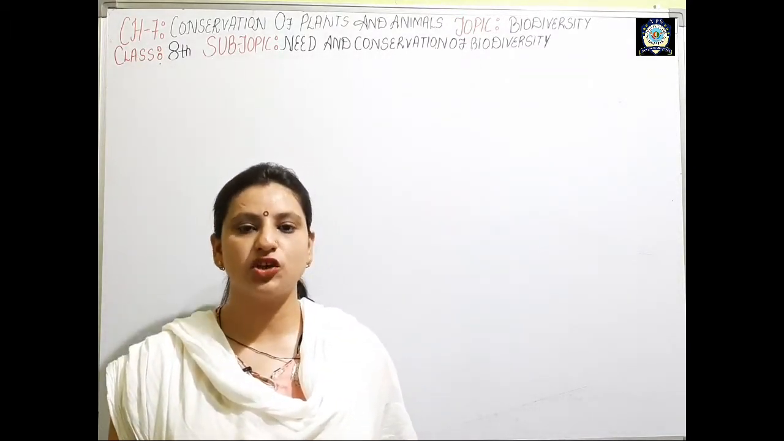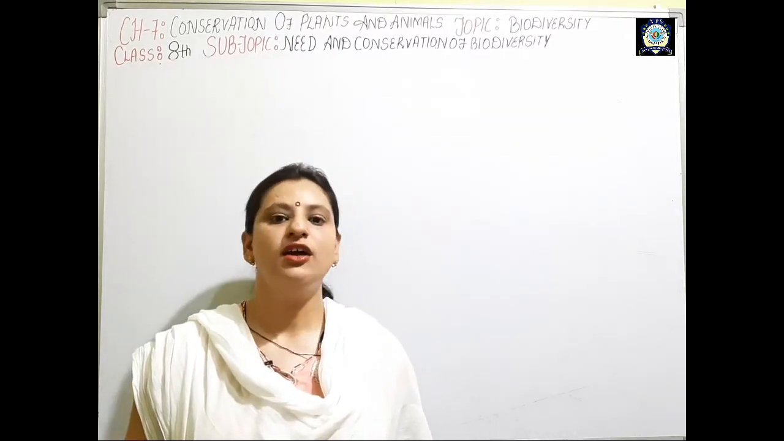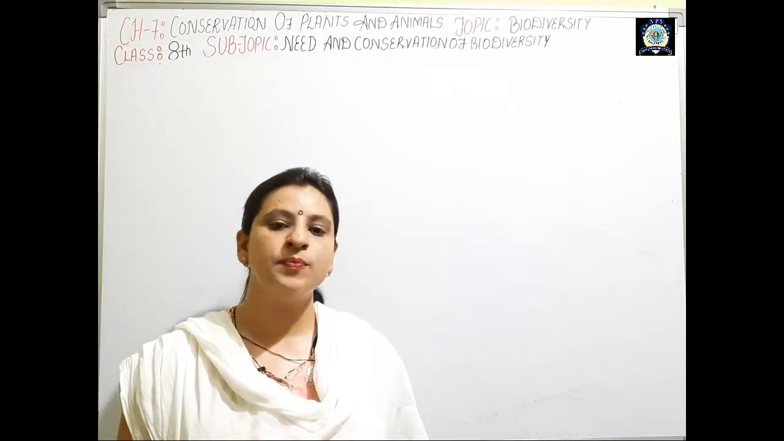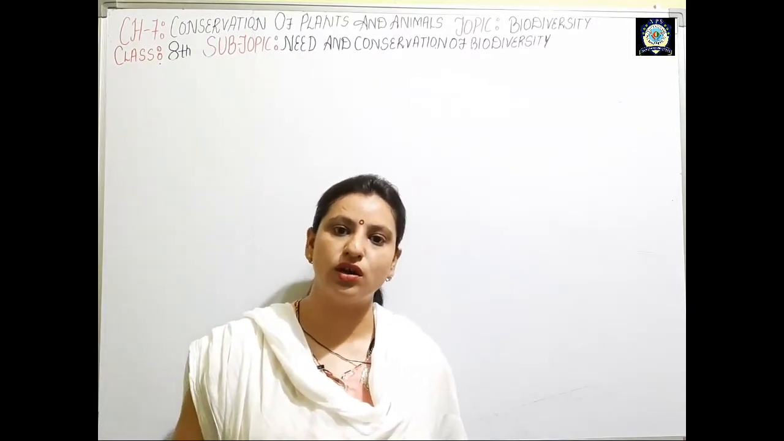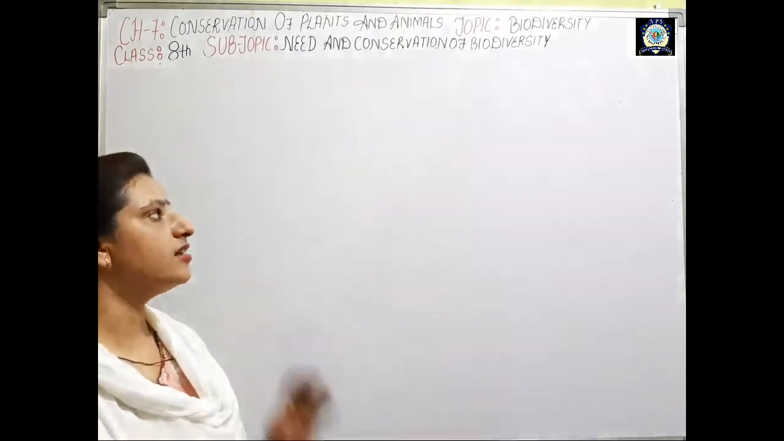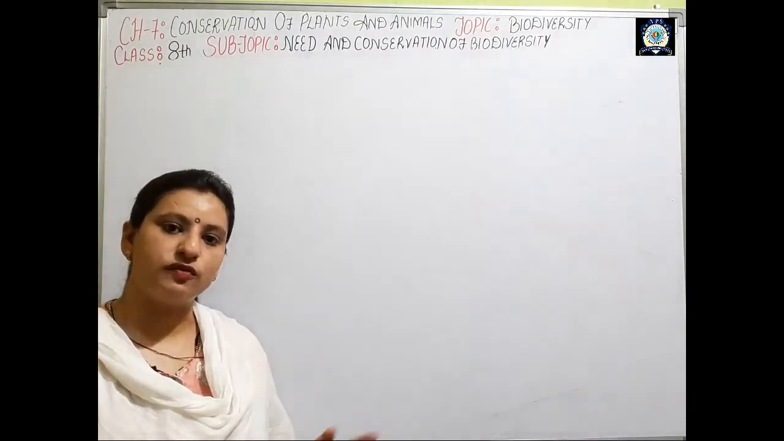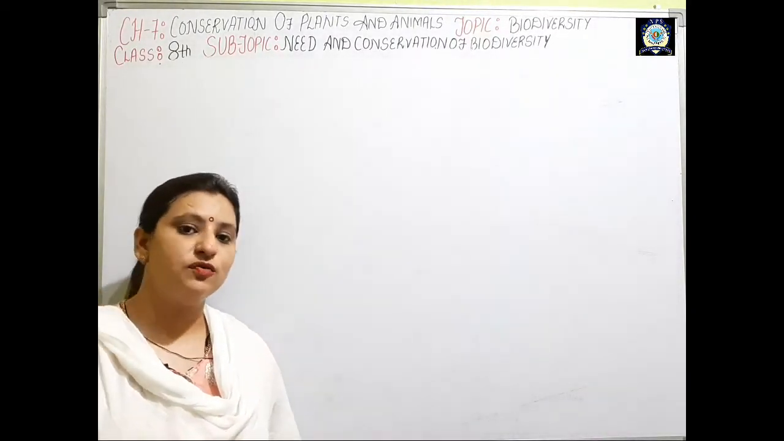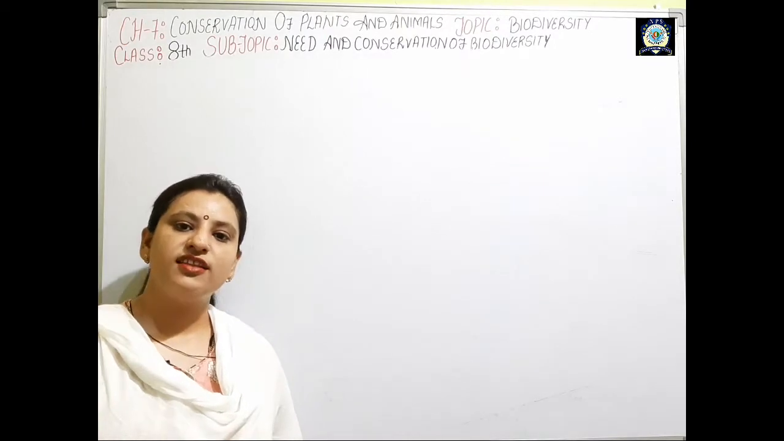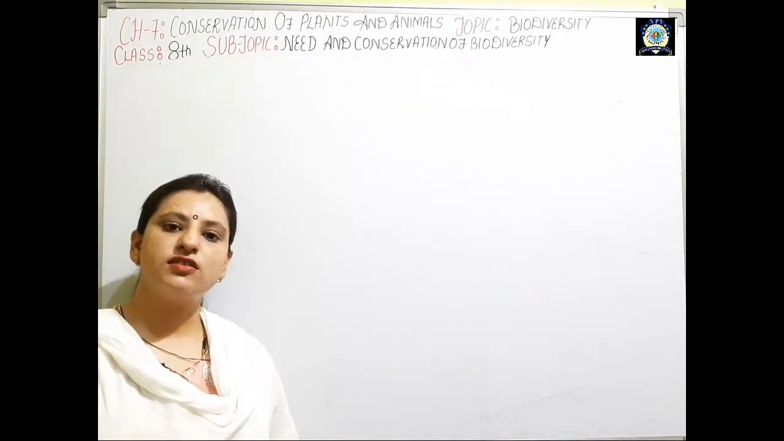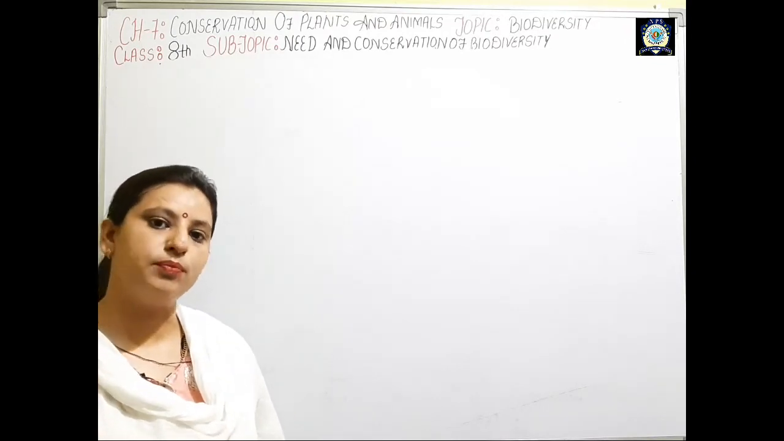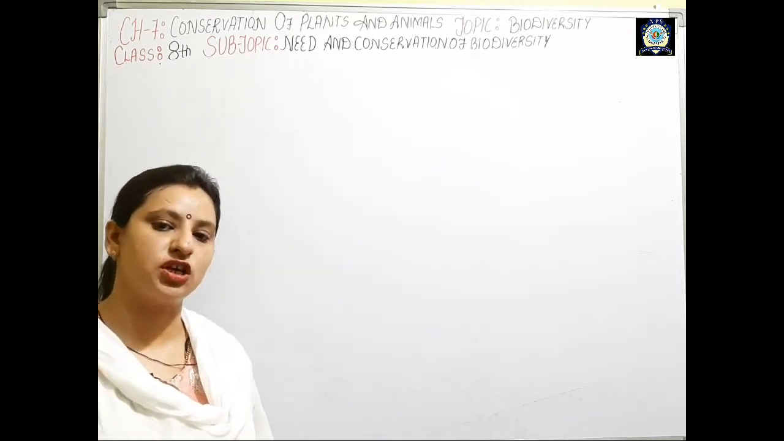7th chapter, conservation of plants and animals, is going on, and we are learning the topic biodiversity. We have learnt up to the threats to biodiversity, and today we are going to learn the subtopic, that is need and conservation of biodiversity. So without wasting much of your time, let's start with the first topic, that is why there is need of conservation of biodiversity.